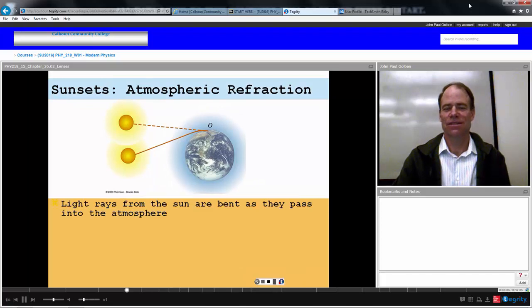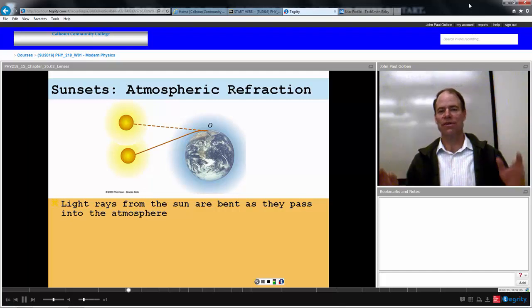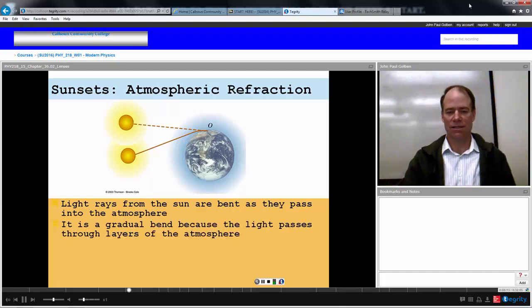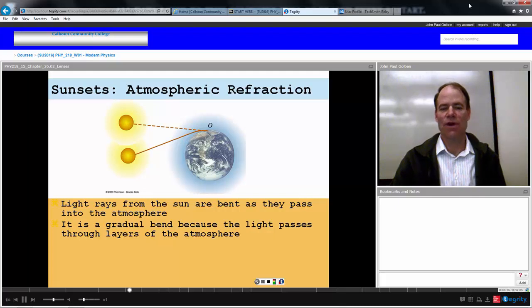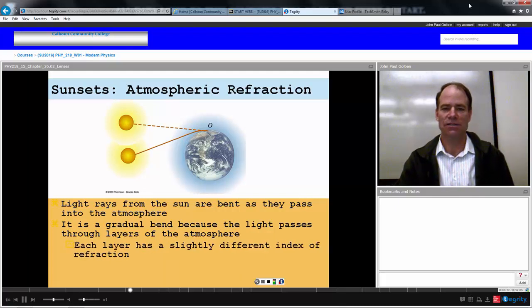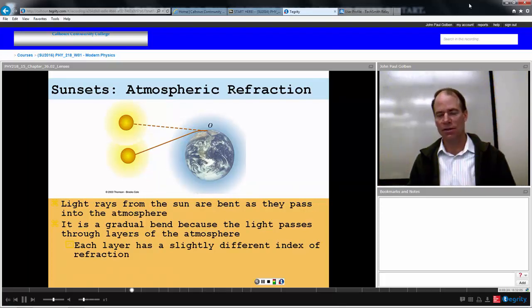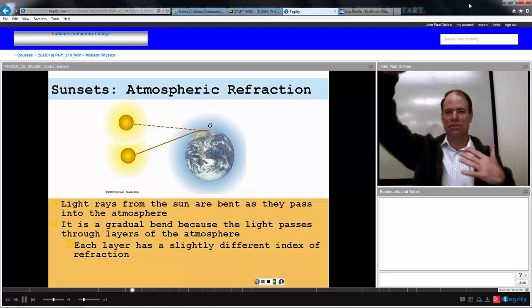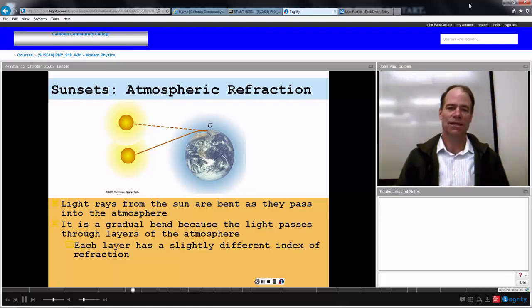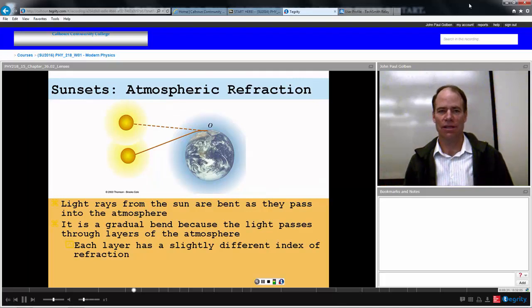Sunsets. Light rays from the sun are bent as they pass into the Earth's atmosphere. Earth has a layer of atmosphere, and the light rays get bent. So it's a gradual bend because the light passes through these layers of the atmosphere, but as it's sunset, there's more atmosphere for it to go through from that angle to your eyes, as opposed to the sun being high in the sky during the day. So there's going to be more refraction occurring near a sunset or a sunrise.